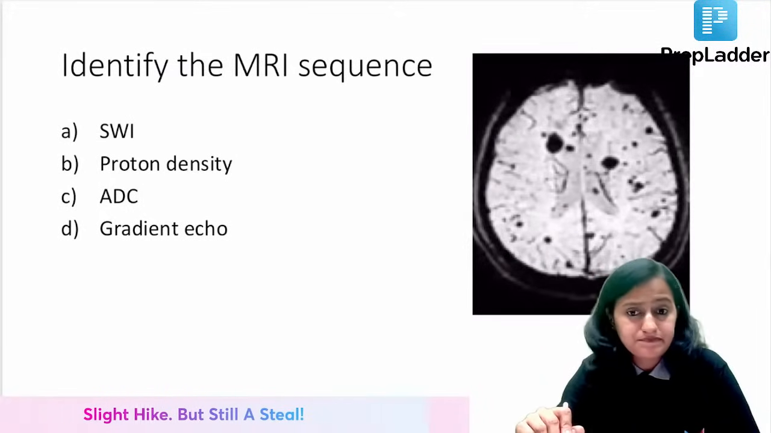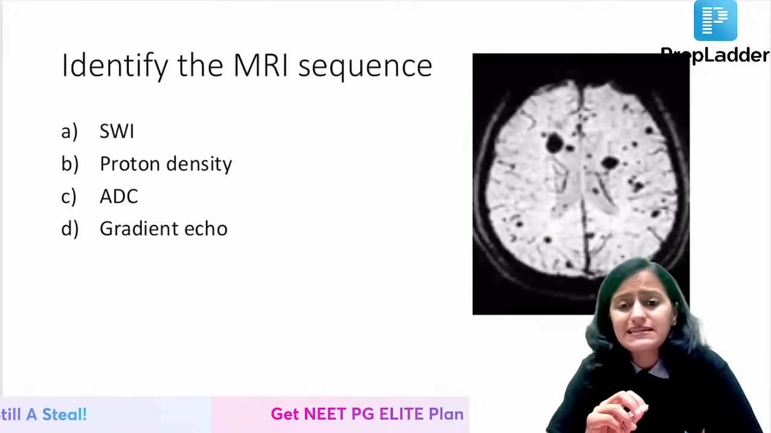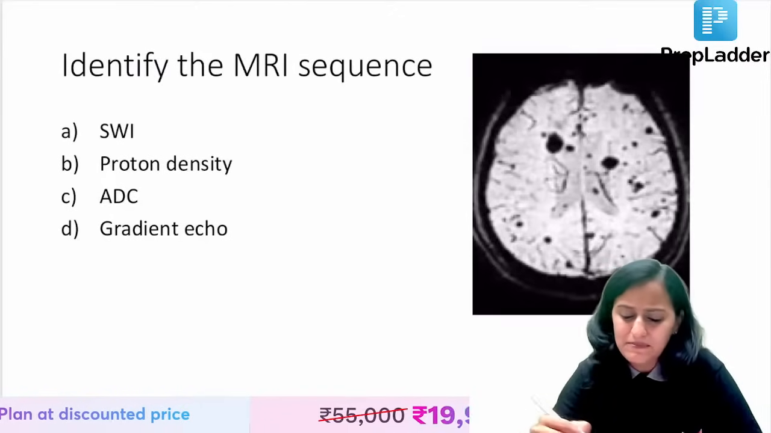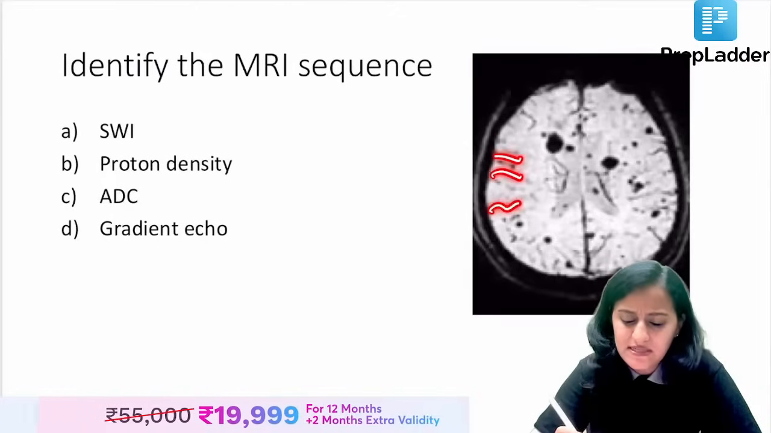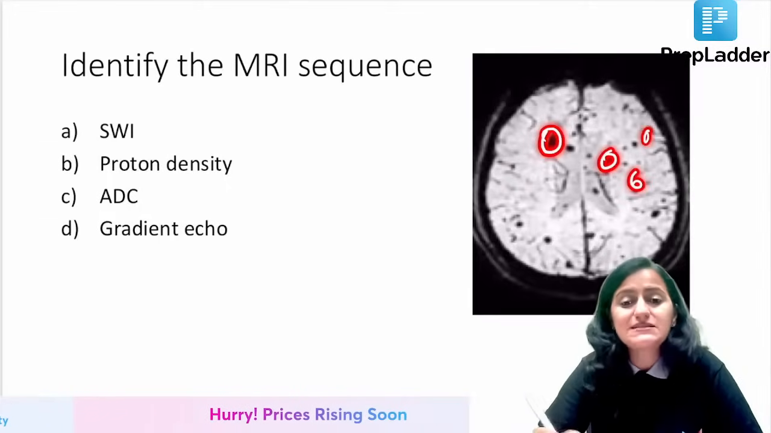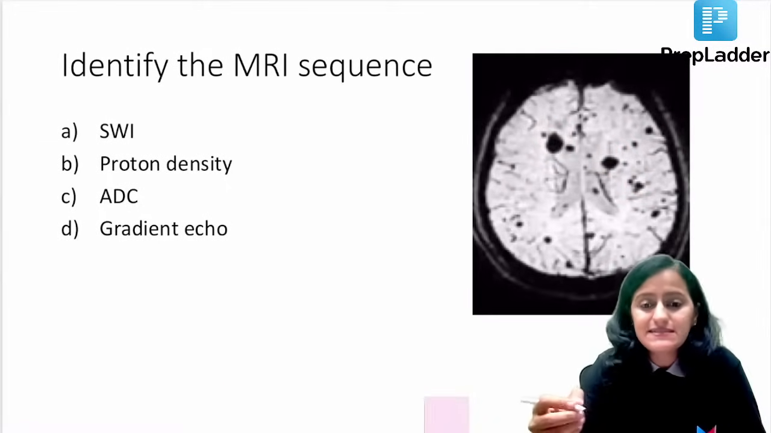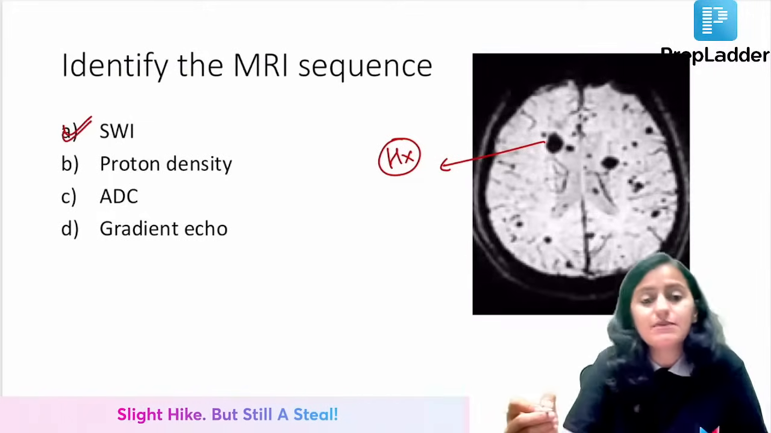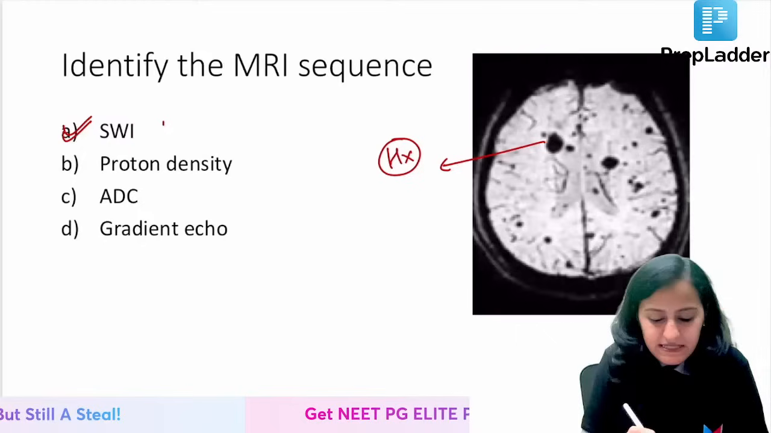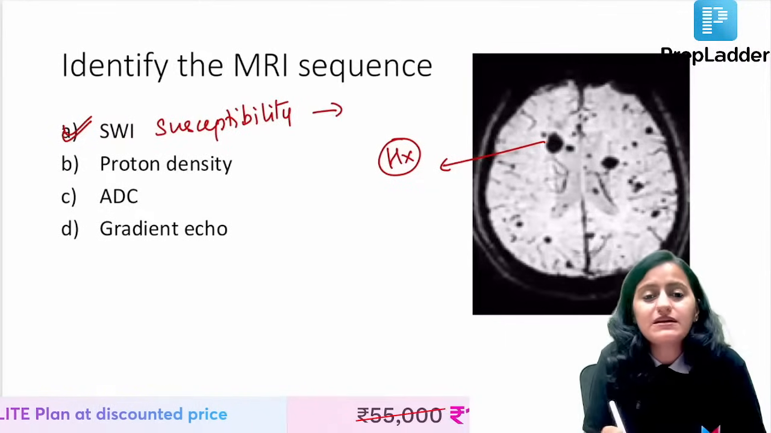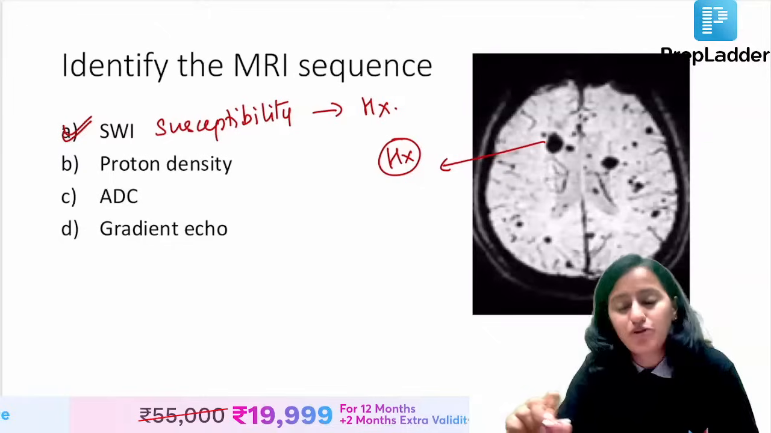What is it? So, in the MRI sequence, where you are not able to differentiate the gray matter and white matter a lot, but you are seeing those deoxygenated blood containing veins, plus you are seeing these tiny black areas, all these are representing hemorrhage. This is SWI, susceptibility weighted imaging. SWI is a sequence which is done for hemorrhage.